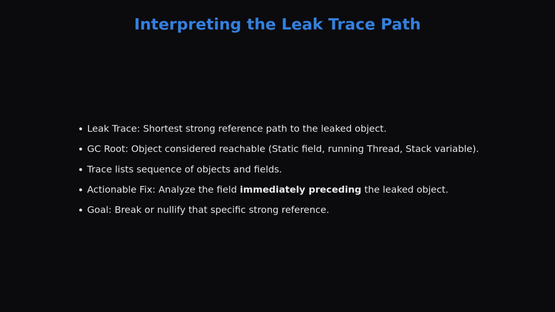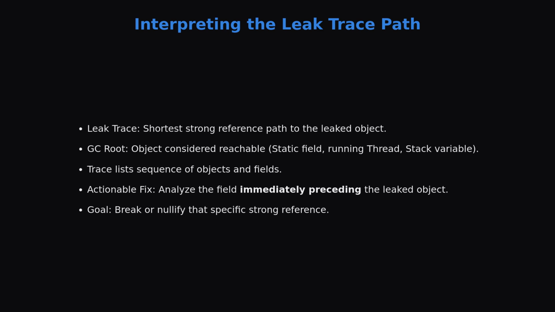The core output of LeakCanary is the leak trace, which identifies the shortest strong reference path from a garbage collection root, or GC root, to the leaked object. A GC root is an object that the garbage collector considers reachable, such as a static field, a running thread, or a local variable on the stack. The trace lists the sequence of objects and fields that maintain the strong reference chain.